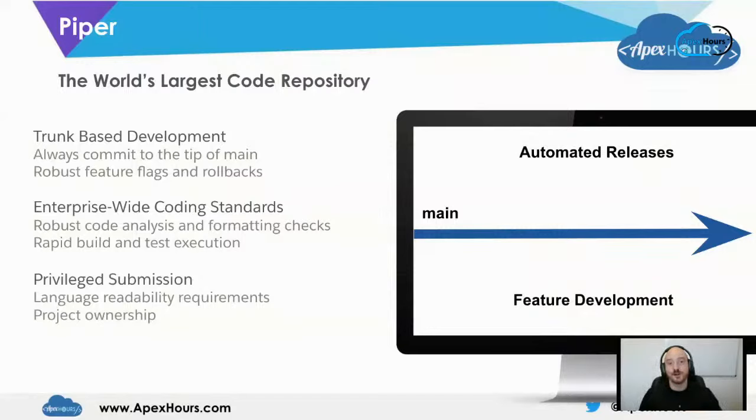Piper is the world's largest code repository, and it's a huge mono repository. Instead of having separate little individual Git repos for all of your projects across your organization, there's only one repository, and it is gargantuan, billions of lines of code. And when you have hundreds of thousands of engineers working on multiple projects, it's important that we enable what we call trunk-based development.